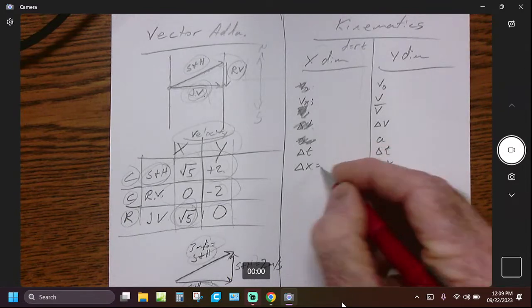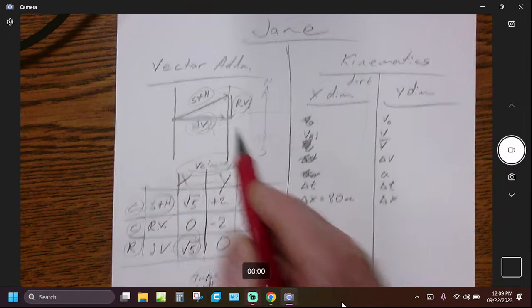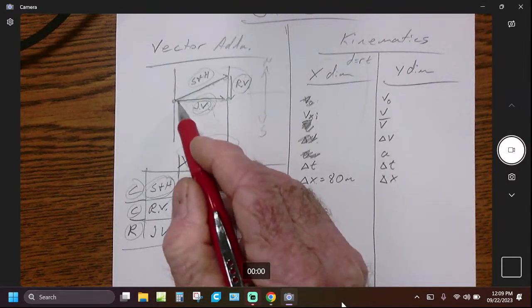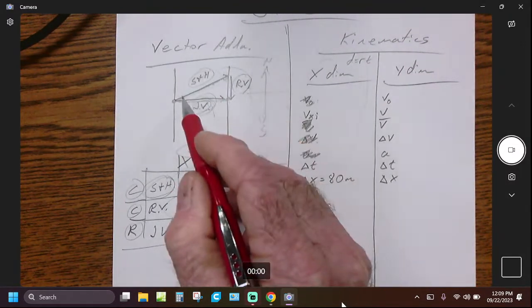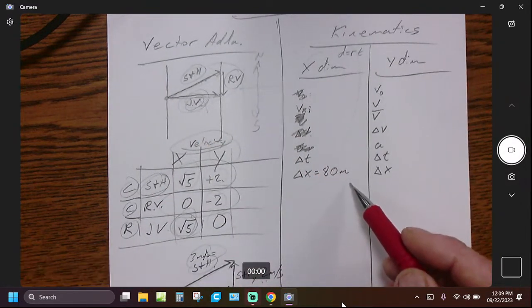Yeah, so delta x is 80 meters. That's how far she's going across the river. It doesn't matter whether you're looking at this path or that path. In the x dimension, delta x is 80. Okay, what else do I know?